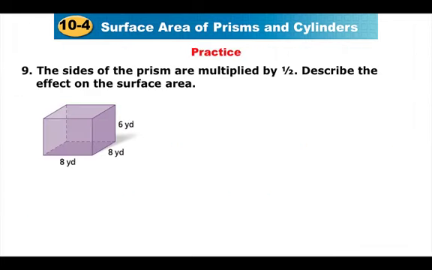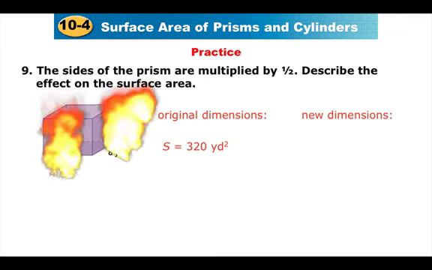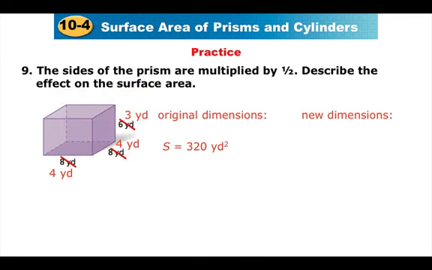Here's number 9. It says the sides of the prism are multiplied by half. Describe the effect on the surface area. So let's do this the long way. This is the original dimensions. The surface area is 320. You should know how to do this. And again, I can clarify this in class. So if I was to multiply the dimensions by half, this is what I get. I get 3, 4, and 4. If I compute the surface area with these new dimensions, I get 80.